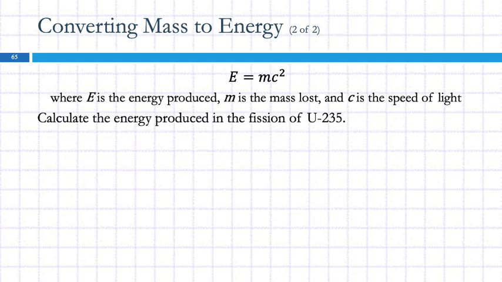So this is where Einstein's famous equation comes in. E equals mc squared. So E is the energy produced, m is the mass that is lost, and c is the speed of light. So let's calculate the energy produced in the fission of 1 uranium-235 nuclide.